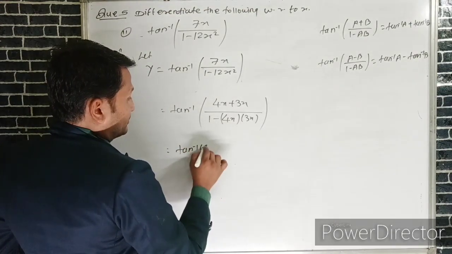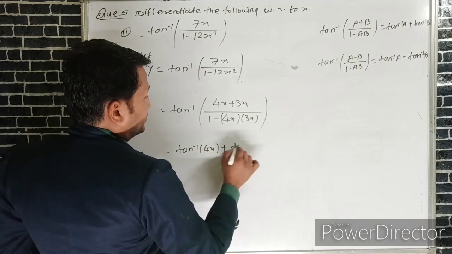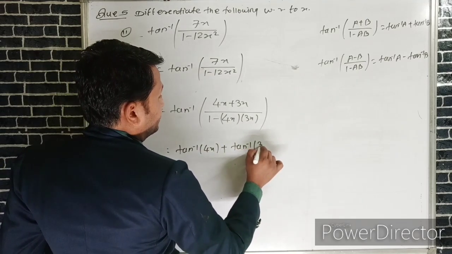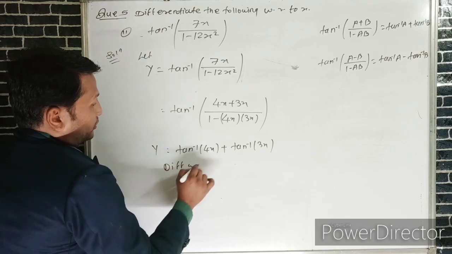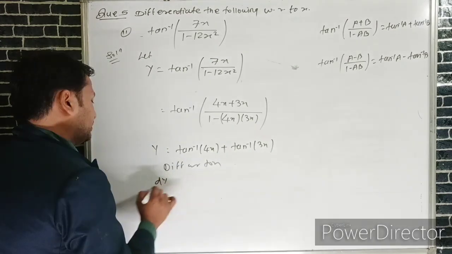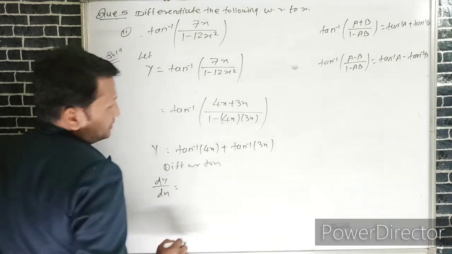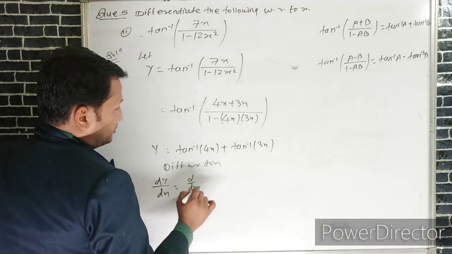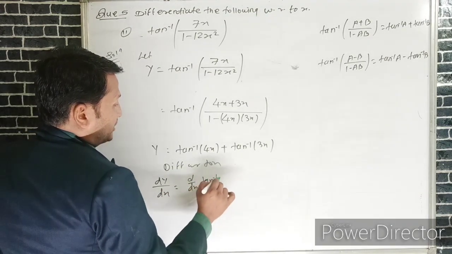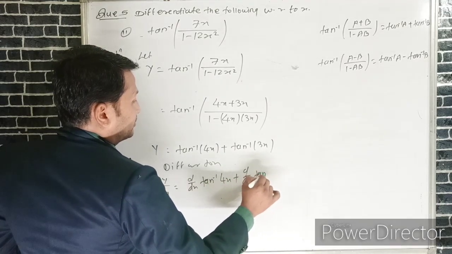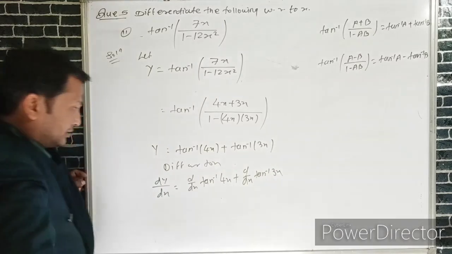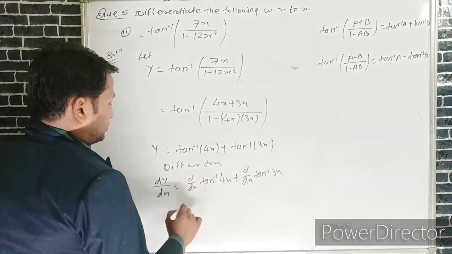Then we can write tan inverse of (a plus b) upon (1 minus a into b) as tan inverse of 4x plus tan inverse of 3x. If we differentiate the given function with respect to x, then we get the derivative of y, dy by dx. Here we can find the derivative of tan inverse 4x separately, and the derivative of tan inverse 3x again separately. The derivative of tan inverse x is 1 upon 1 plus x squared.